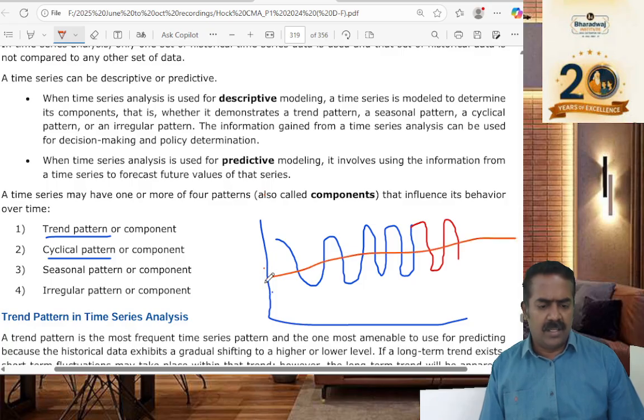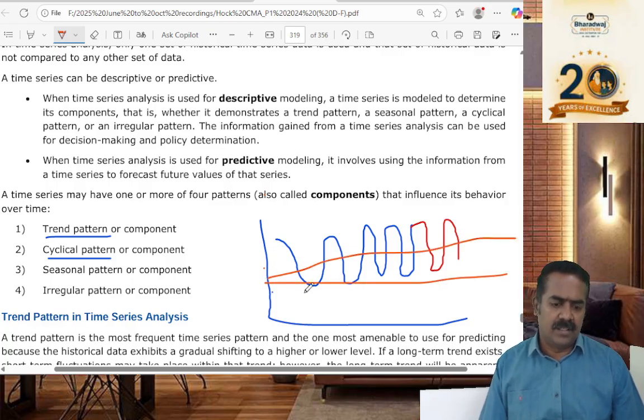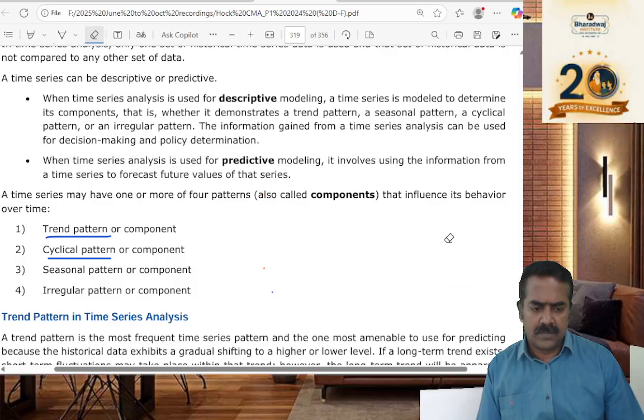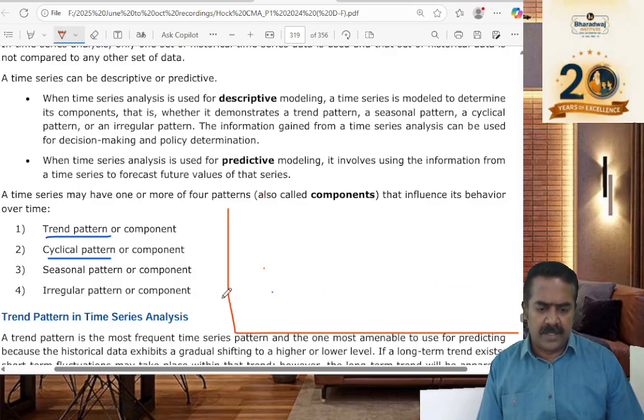Either a growth line, or an overall stable line, or it can be what? Negative. For example, suppose we find the cyclical pattern is like this.